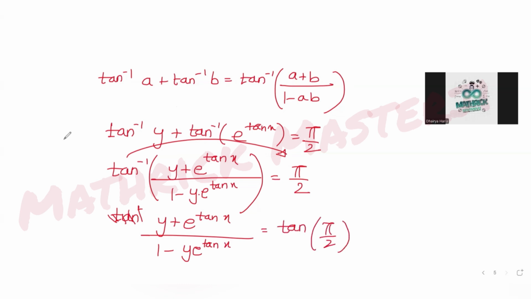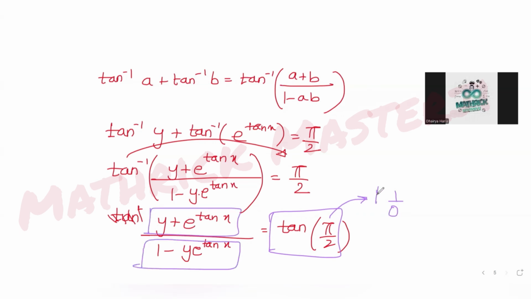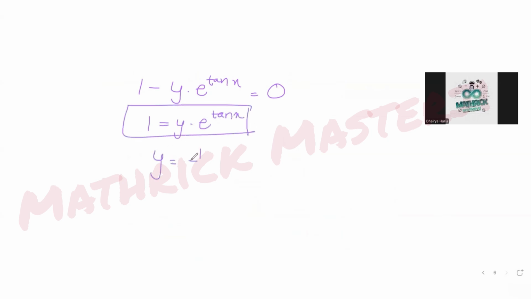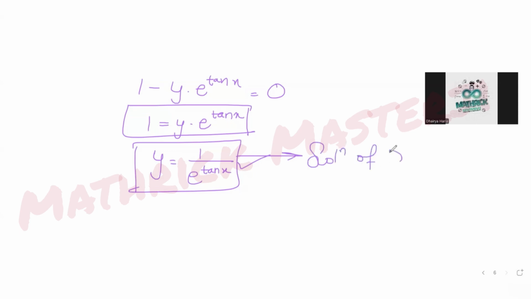And tan of pi over 2, as you know, is basically not defined, or I can also say infinity, which is basically 1 over 0. That basically means this over this is equal to 1 over 0. So I can equate the denominator with 0, because that will turn the entire fraction not defined. So I get 1 minus y e raised to tan x equals 0. So 1 equals y e raised to tan x, and that leaves me with y equals 1 over e raised to tan x. So that becomes my final simplified solution of the differential equation.